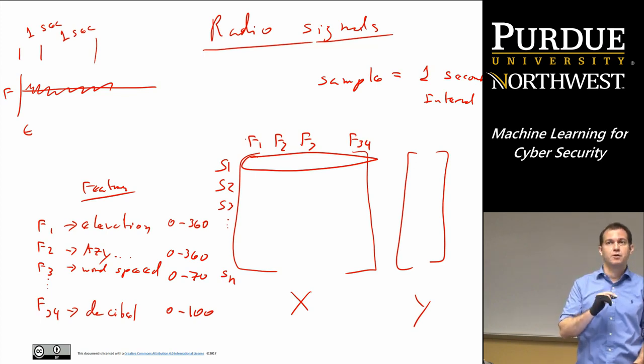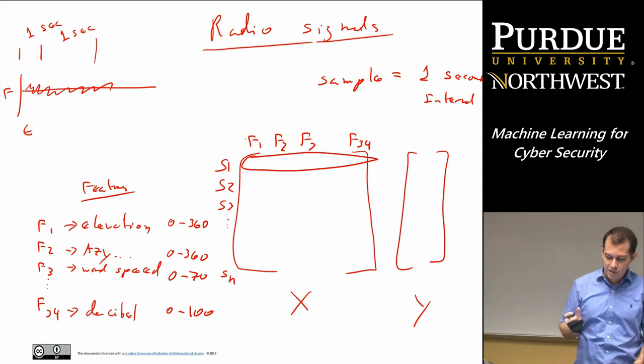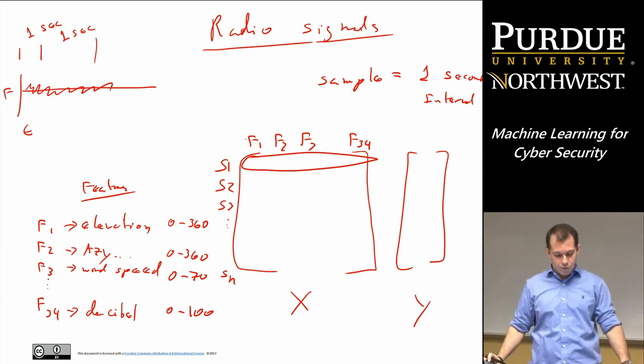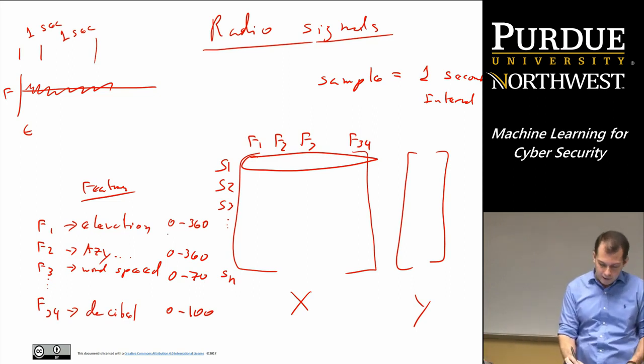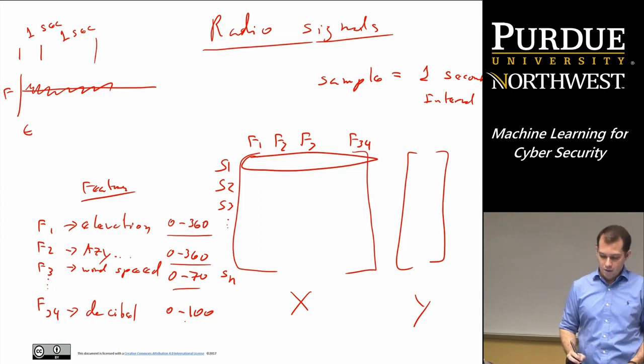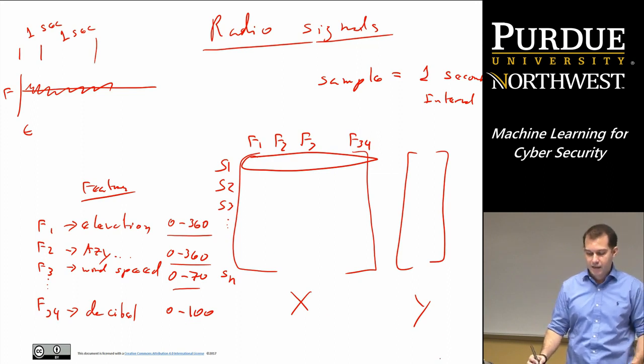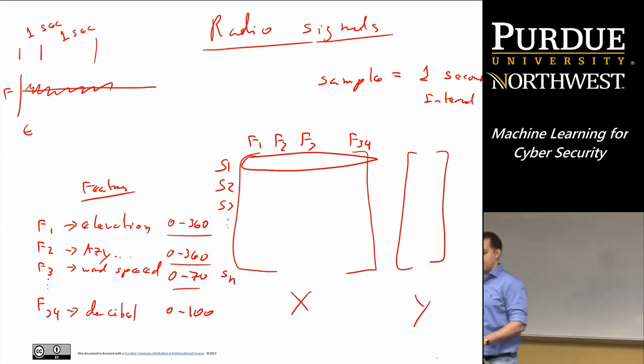So that's one of the first things: you want to decide on something consistent, so 1 second intervals. Then you identified the features, which are these 34 features. And you know the values, 0 to 360 or 0 to 70, right? Yep. Now, why do I call this the vector space model? What do you think of when I say vector space?